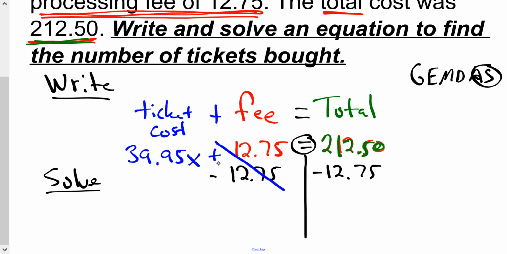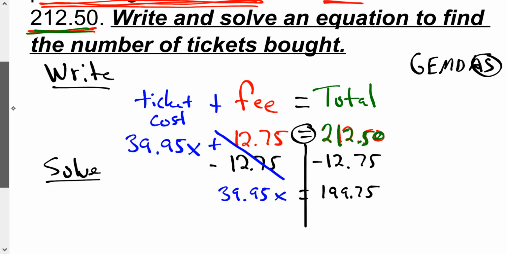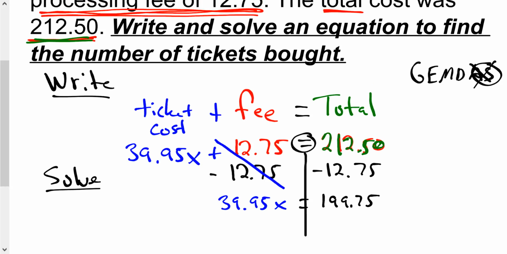These are going to make 0 right here, so they just cancel out, and that's going to leave me with 39.95x equals 212.50 minus 12.75 is 199.75. You can check that out for me if you'd like to. All right, now since I don't have any more addition or subtraction to take care of, I'm going to move on to undoing multiplication and division. And since there is some multiplying going on in this equation, I'm going to use the inverse operation, divide.